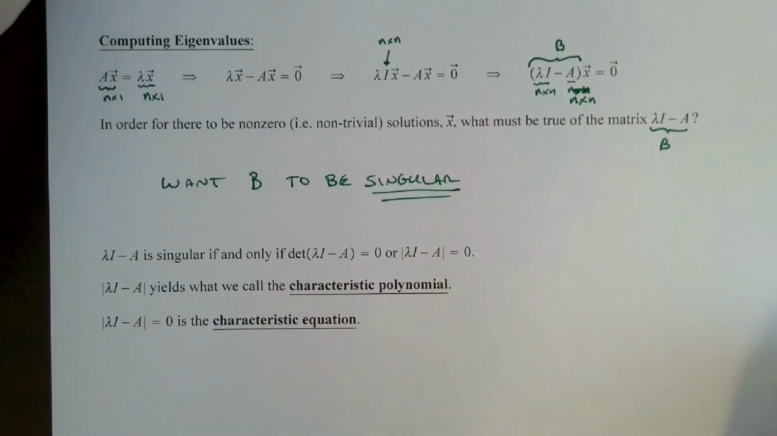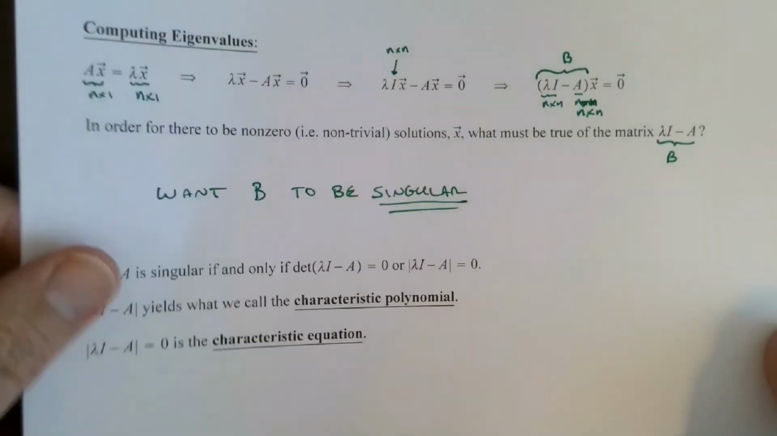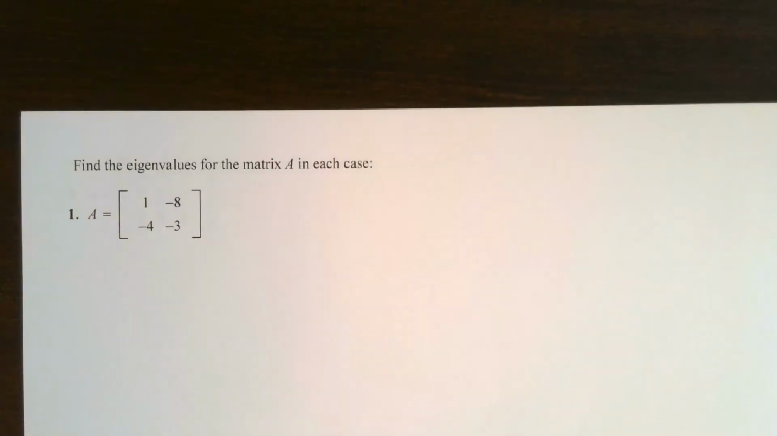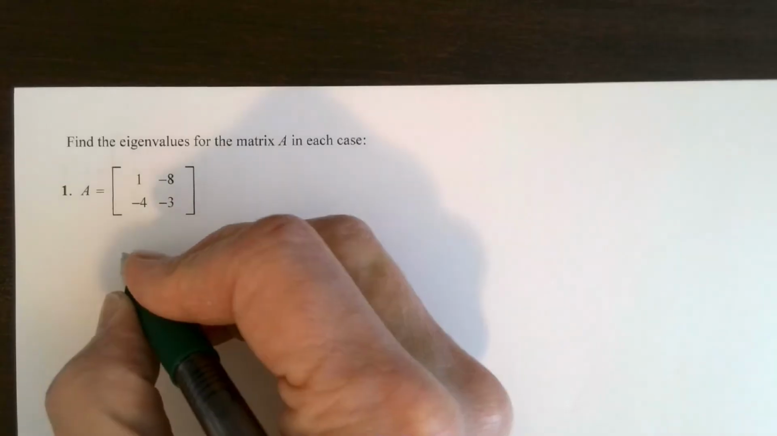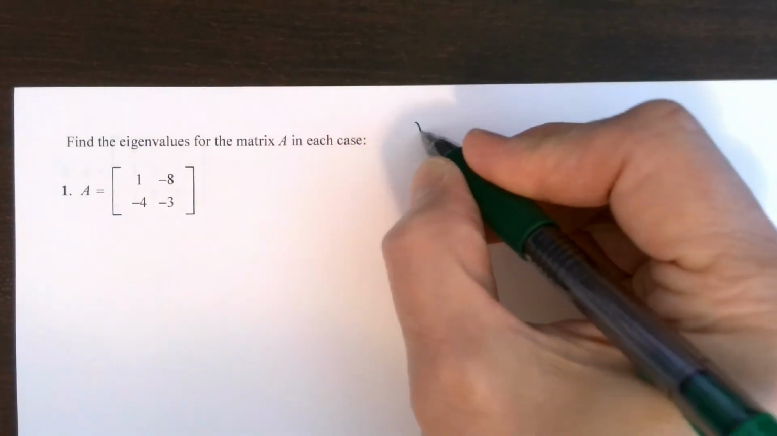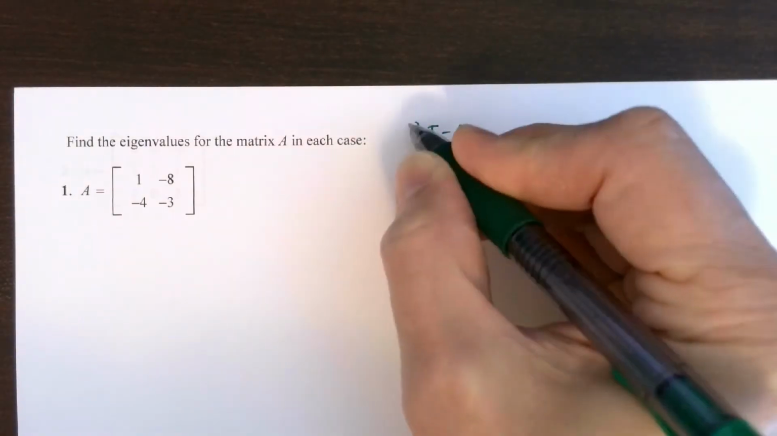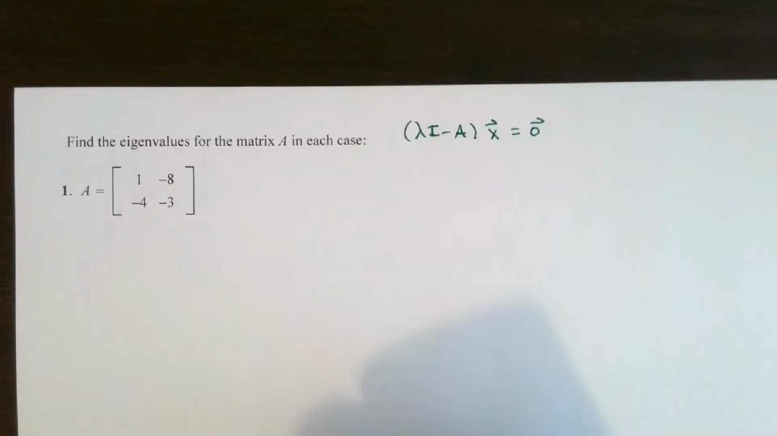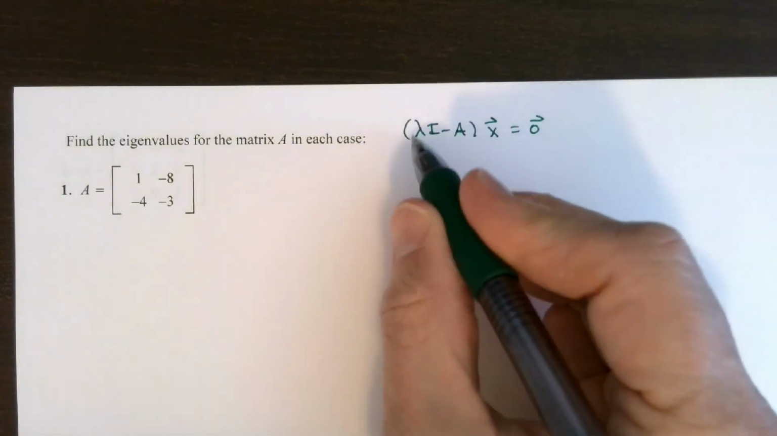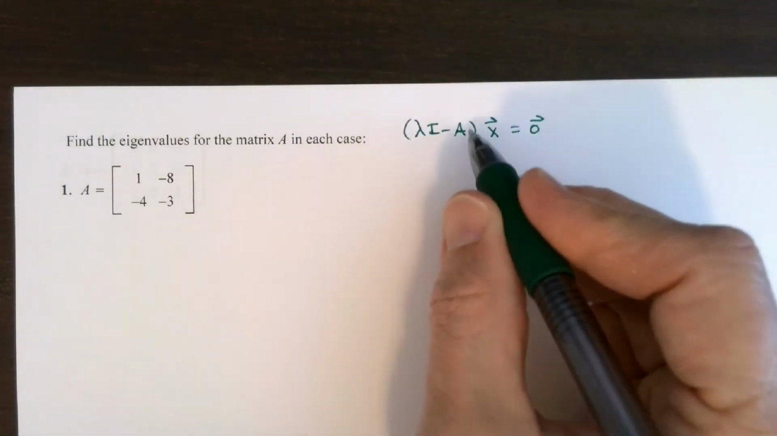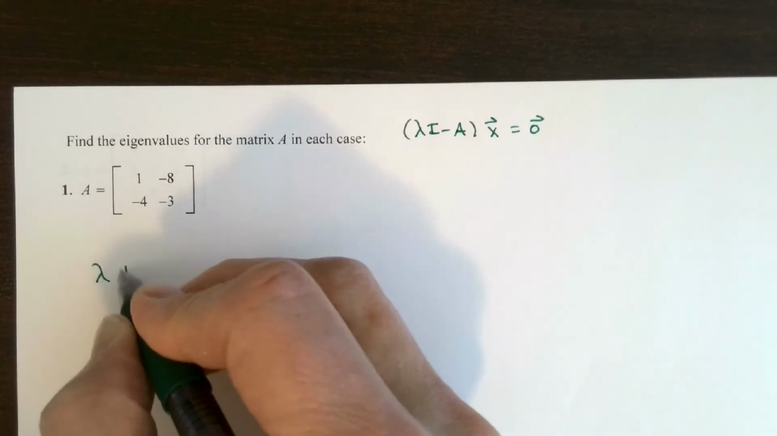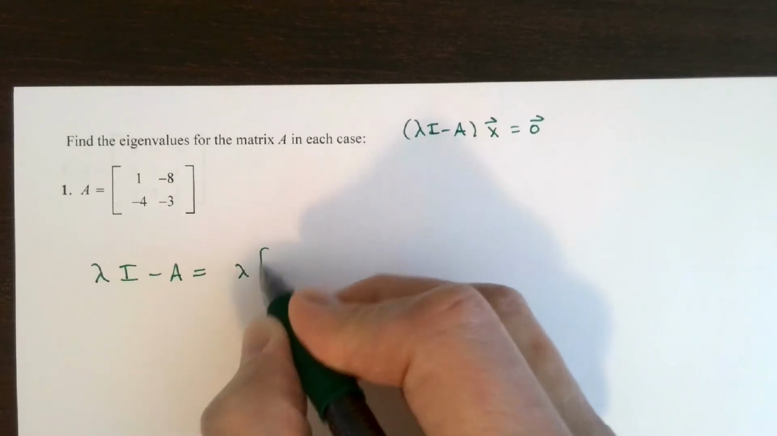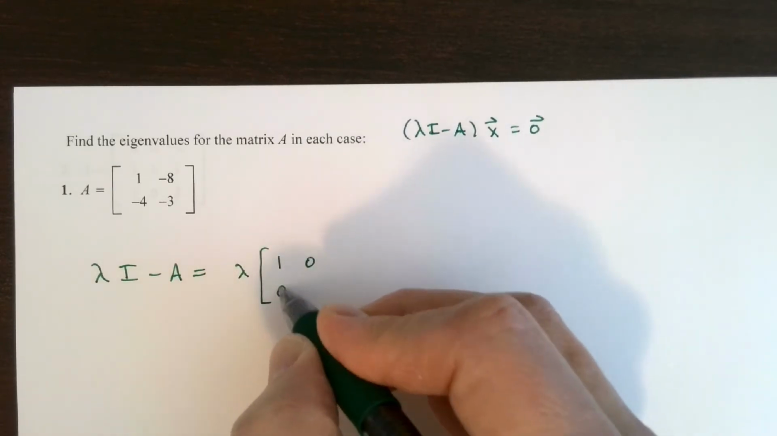So let's go right into it and look at an example of finding eigenvalues for a matrix. Again, we're interested in solving the equation lambda I minus A times x equals 0. We're looking for non-trivial solutions, and so we want this matrix to be singular. Well, let's see what that matrix is, and I'll do all the steps here the first time.